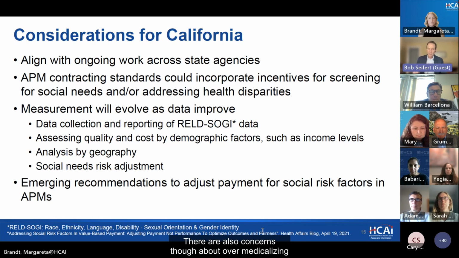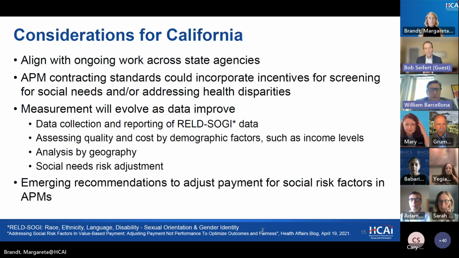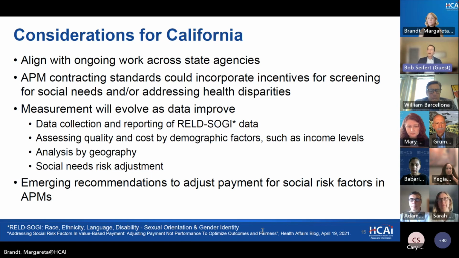There are also concerns, though, about over-medicalizing social needs and about the trade-offs of funneling more resources to healthcare organizations to treat individual patients' social needs rather than making the structural investments to address the underlying issues of poverty, homelessness, and food insecurity, for example, the upstream causes of the health problems that come downstream. So that's a policy tension that needs to be thought about and addressed.